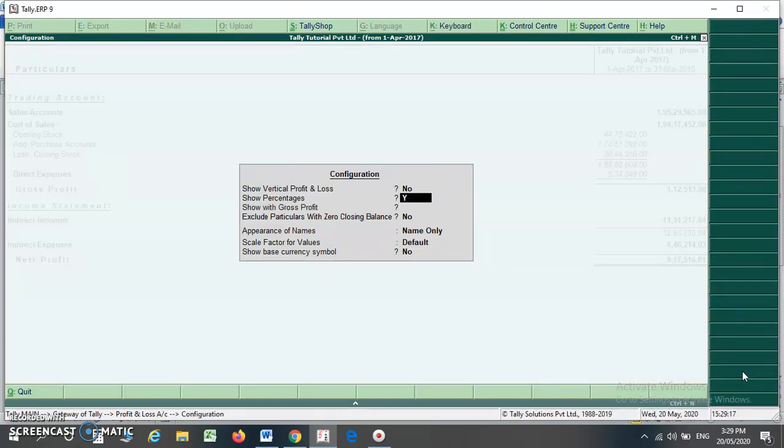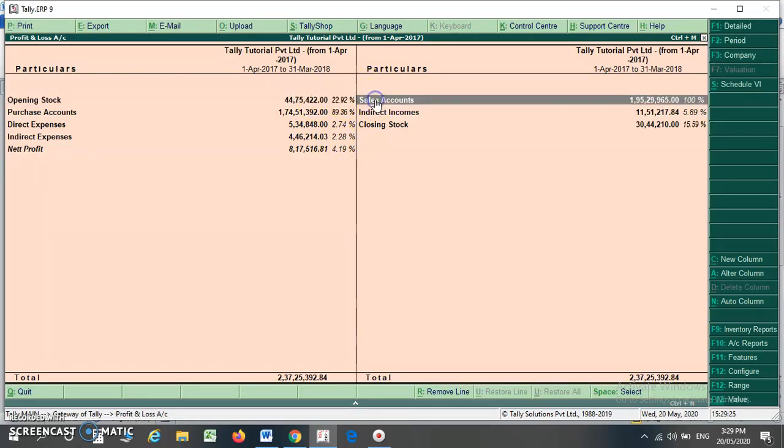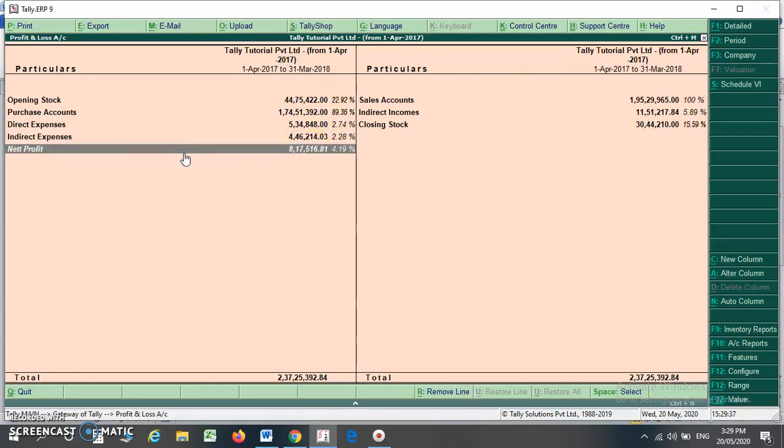Suppose I want percentage, then press yes. You just save it. You will find my percentages here. Friends, remember that on sales there is 100 percent and everything is compared with the sales. For example, if my sale is 100%, then my net profit is 4.19% of my sales value. My direct expense is 2.74% of my sales value.